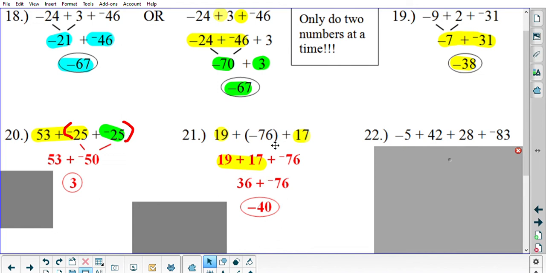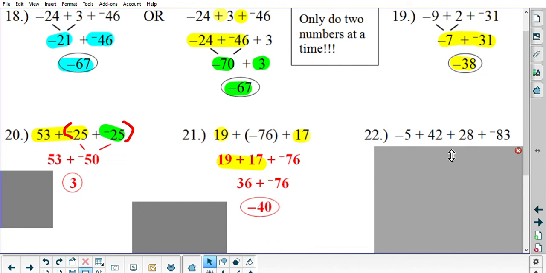If you did not switch the order, then 19 plus negative 76, that would have given you, forgive me, I don't have it here. I'm doing this in my head right now off the top of my head. That would give me negative 57. Yep. And then negative 57 plus 17 would give me negative 40. Same answer. It doesn't matter which way you do it.